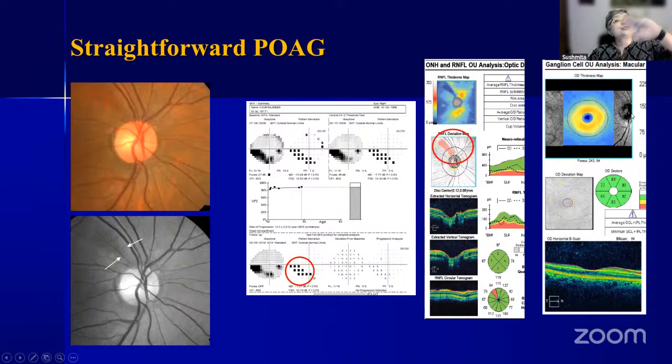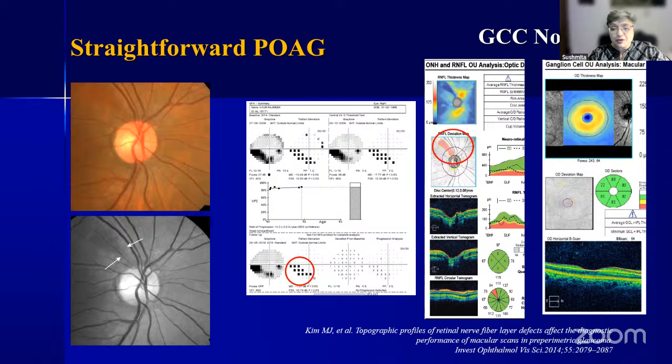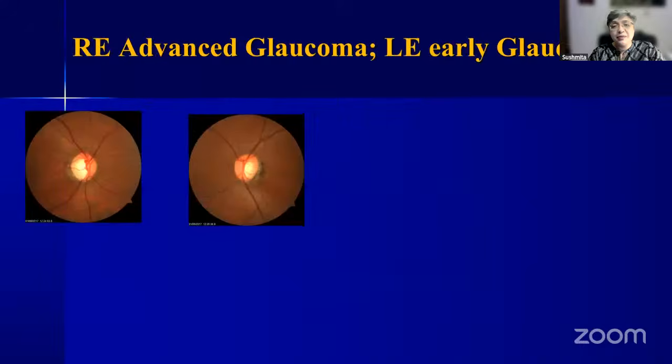But the RNFL loss is so close to the poles that it is not reflecting in the ganglion cell layer, right? Now, that's important, and it has come out in a paper which said the topographic profile of retinal nerve fiber layer affects the diagnostic performance of macular scans. So if you have an RNFL loss or damage near the poles, your ganglion cell might be normal. Whereas if you have it closer to the papillomacular bundles, you can have normal RNFL, but your ganglion cell layer may be distorted or affected. So it has nothing to do with what comes first. It is to understand what your machine is measuring.